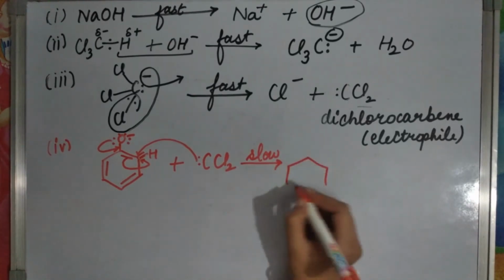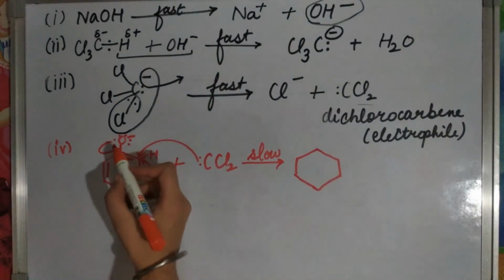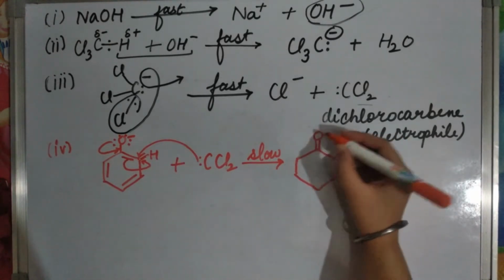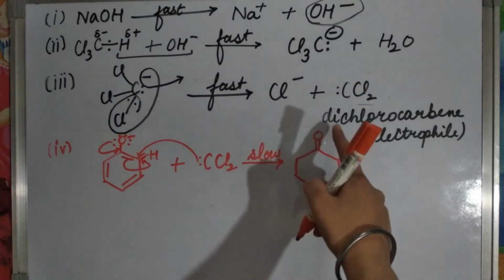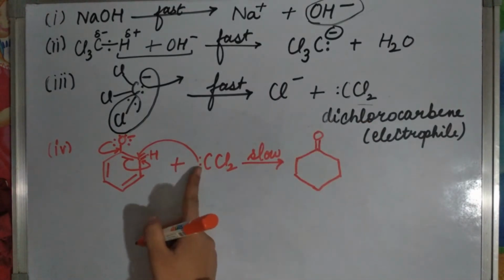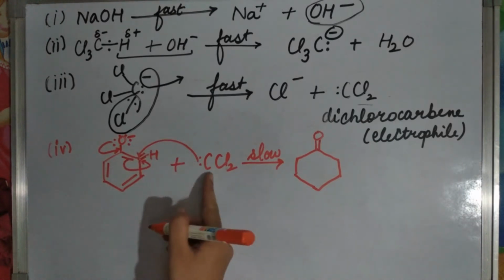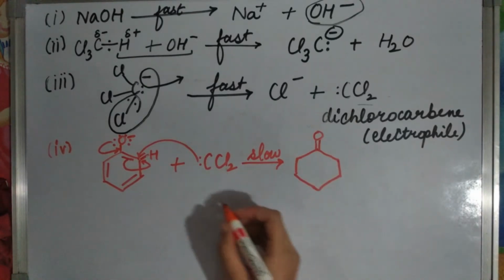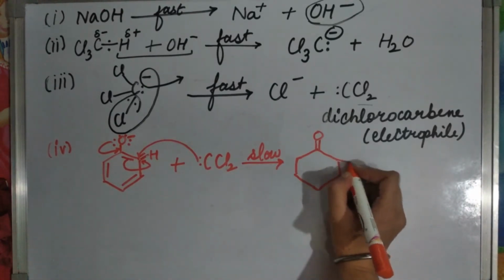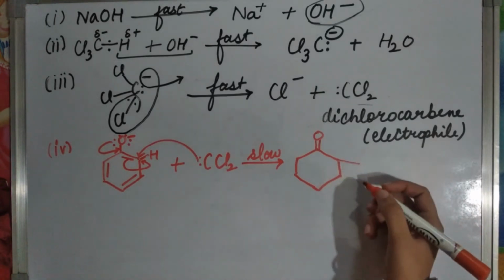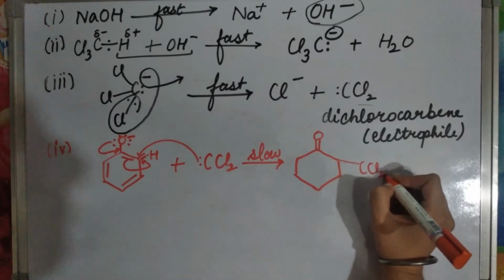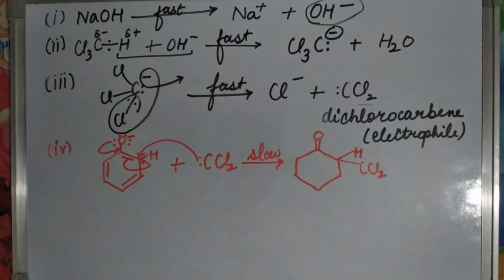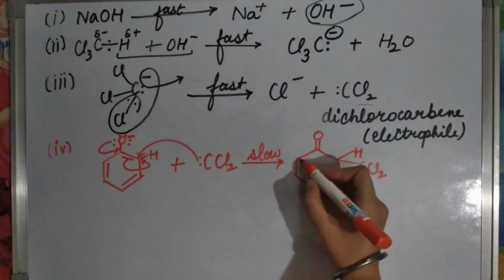Now what happens? As we have shifted this lone pair to this bond of oxygen and carbon, hence a double bond is obtained by carbon and oxygen. Right? Now we have donated the lone pair of the carbon to this carbon. So this carbon, that means the carbon of carbene, will also make a bond with the carbon of benzene. That means here we get CCl2. And the hydrogen will remain the same because it is not performing any action here.